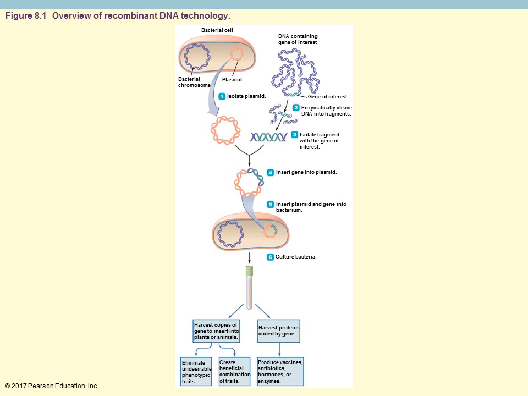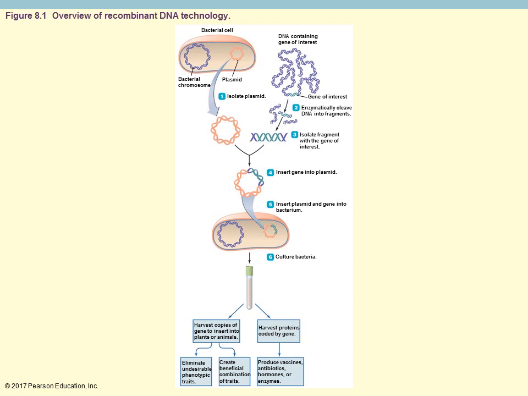Maybe for human growth hormone. It could be an insulin gene. Some of you may wish it would be a gene for allowing you to make A's on all of your microbiology exams. Whatever it is, it's a gene that you have determined you're interested in. So the first step, isolate the plasmid. Remove it from the bacteria.